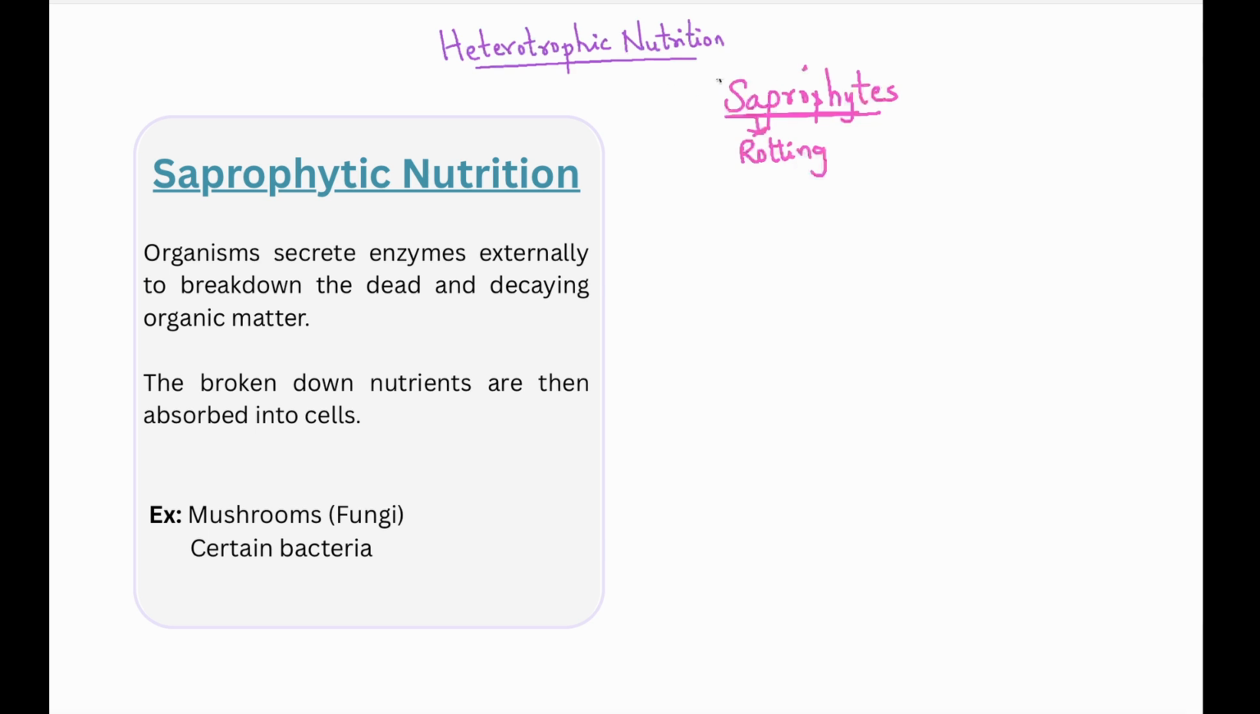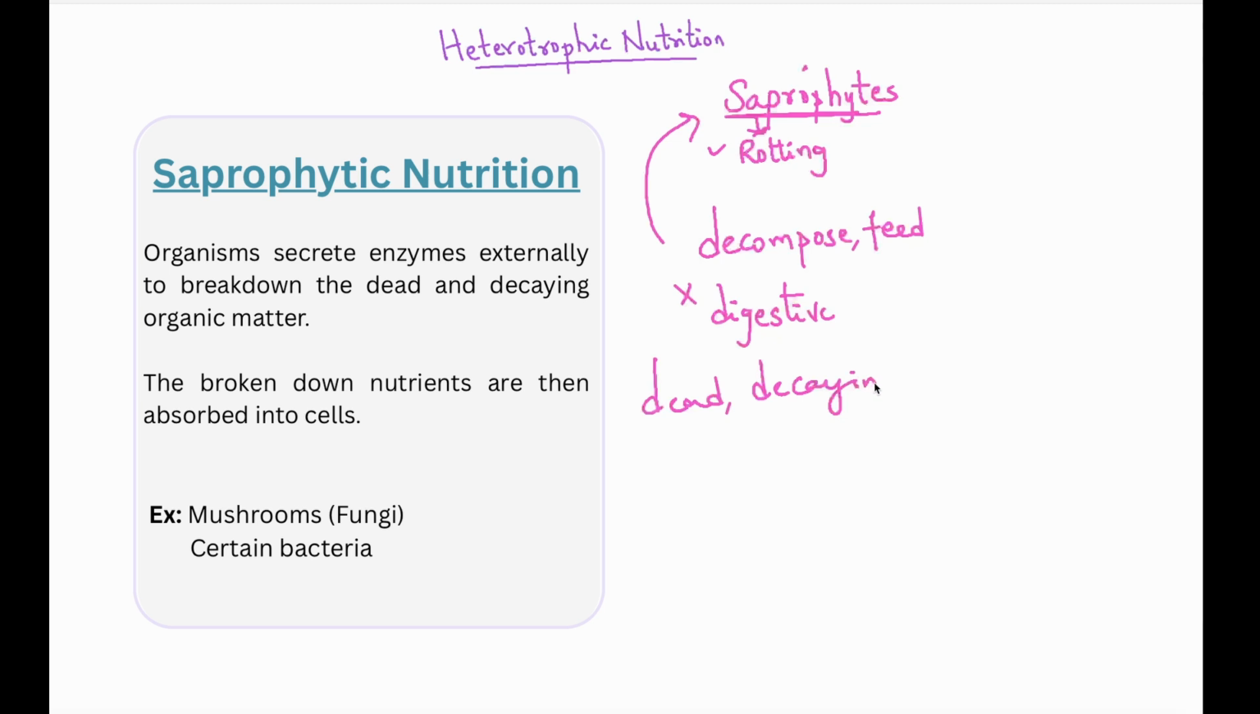Next, we have the saprophytic nutrition. So, sapro actually refers to rotting. So, all the animals that decompose and feed on the organic litter for their energy resources are commonly referred to as saprophytes. So, one important thing to note is these organisms do not have a digestive system. So, these organisms usually secrete their enzymes externally into the environment, and these enzymes will help to break down the dead and decaying matter outside the organism.